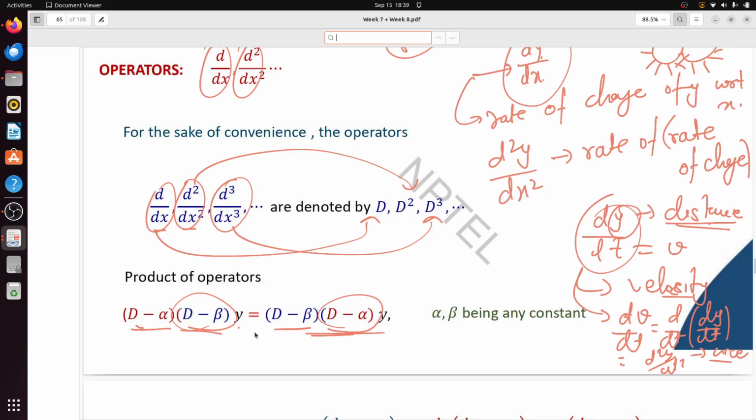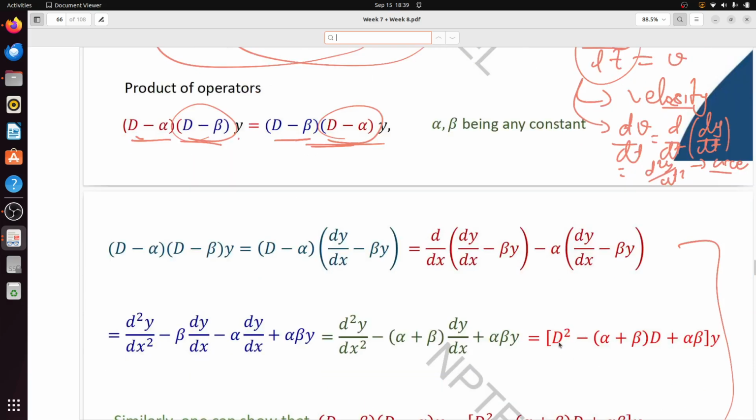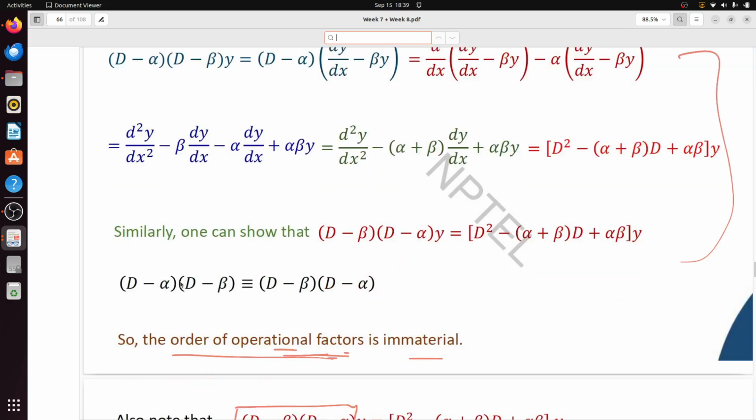So if you have a differential equation of this type, like D square minus (alpha plus beta) D plus alpha beta y, this you can also write in operator notation as (D minus alpha)(D minus beta) y. What does it mean? It means that you first operate D minus beta on y, and then you operate D minus alpha. And this D minus alpha, D minus beta, their order is immaterial.